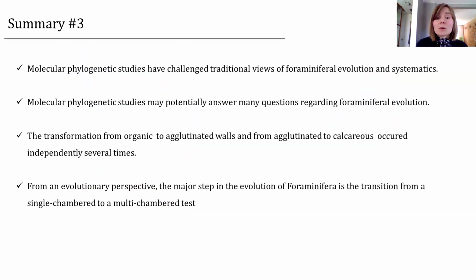So what is important here is that, as I said, molecular studies challenge the traditional views of evolution and systematics. And it was in contrast to what was believed before and what was usually observed based only on morphology: that the transformation from organic to agglutinated and then to calcareous was not the most important event, because this occurred independently several times during foraminiferal evolution. But from the evolutionary point of view, probably the most important step was the transition from a single-chambered to a multiple-chamber test.